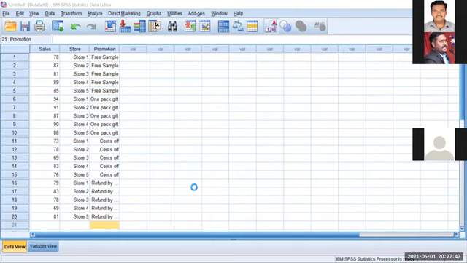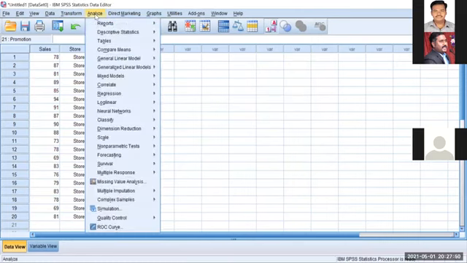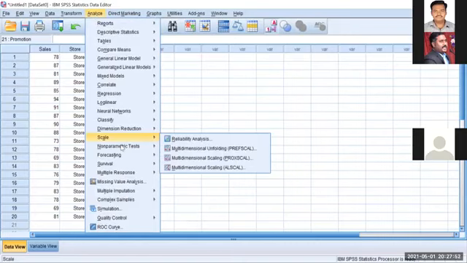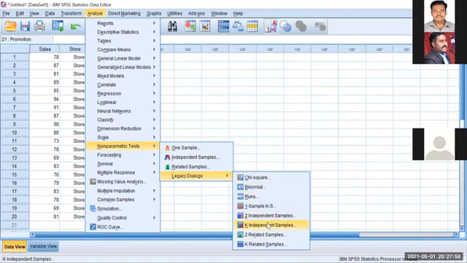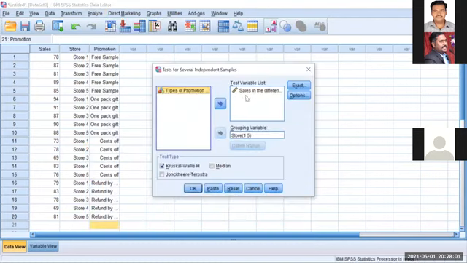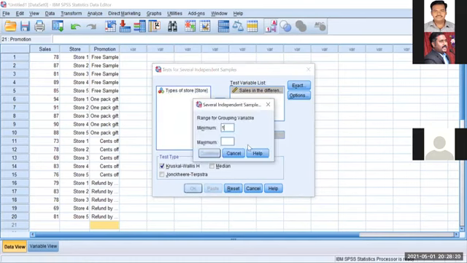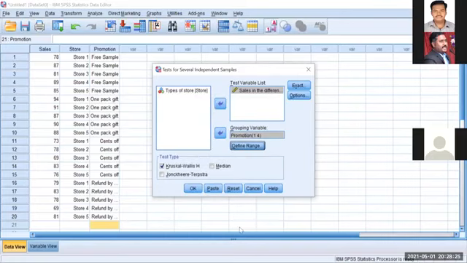Now, once again, I'll repeat the steps. Go to Analyze, Nonparametric Tests, Legacy Dialogs, K Independent Samples. Choose. Now I will choose sales as the test variable. Now I'll choose promotion. Previously I did store, now I'll choose promotion. No problem, we will do that also. Give it here. Now you have to define the range. How many promotion types are there? 4. So minimum is 1, maximum is 4. You continue, and the remaining things will be the same.